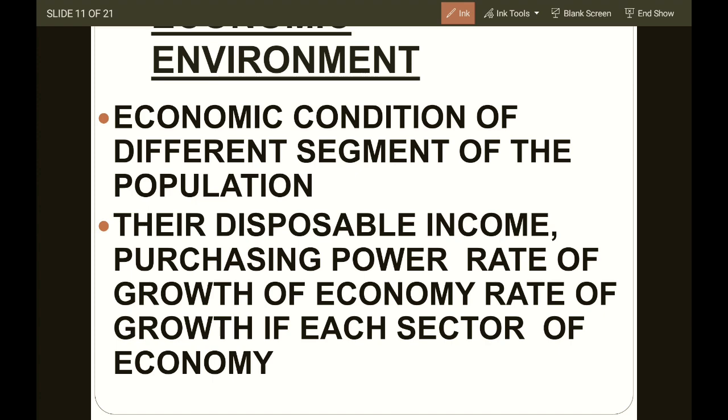You need to see what the economy's condition is. Different segments of population are there; which segment is contributing towards which factor. Like in India, we mostly rely on agricultural products. So if any company wants to start a business of petroleum or diesel, that won't run here, because the resources, the raw material or the economic condition is not feasible for that product. Economic condition of different segments of population.